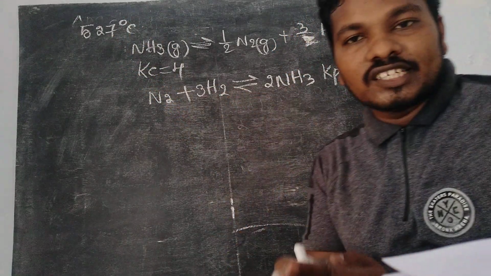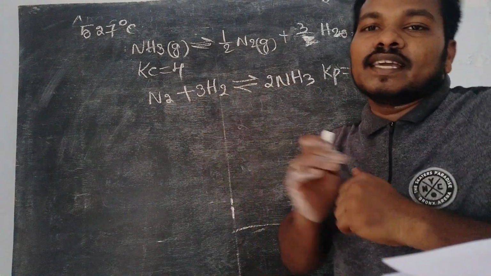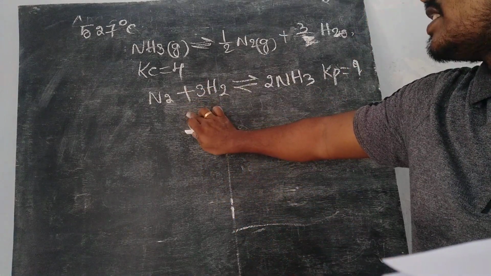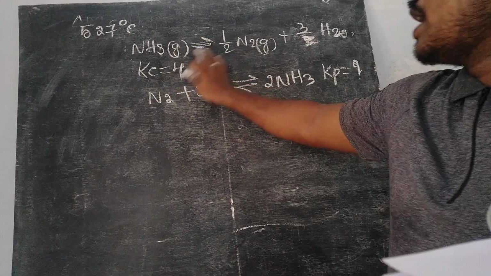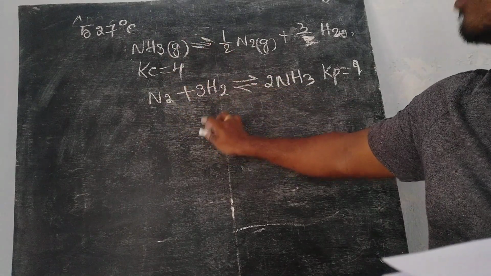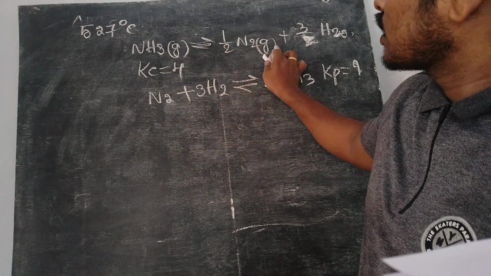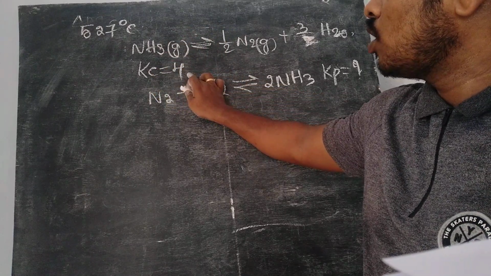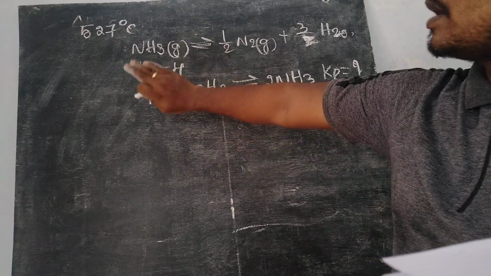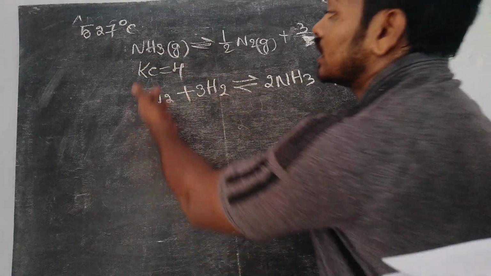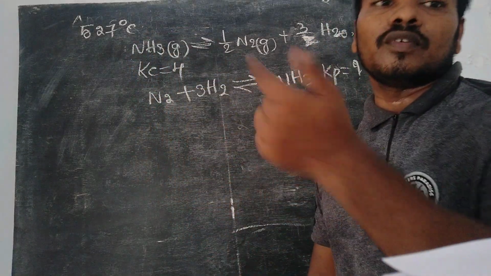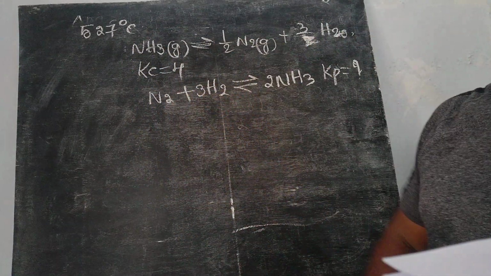We know the relation: Kp is equal to Kc (RT) to the power delta Ng. First we have to understand here, this reaction is just the reverse of the given reaction, for which Kc is equal to 4. So I am reversing this equation and calculating the Kc value for the reversed reaction.